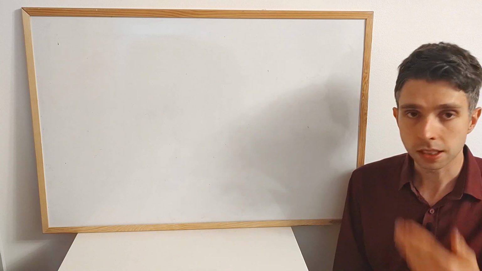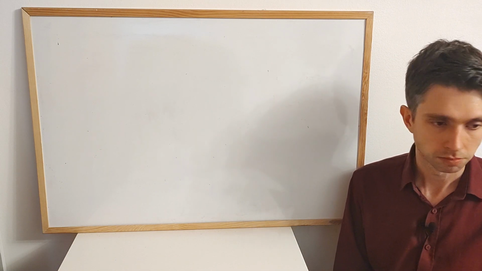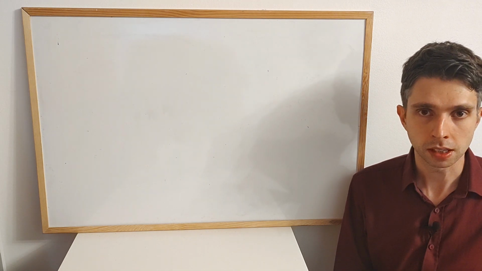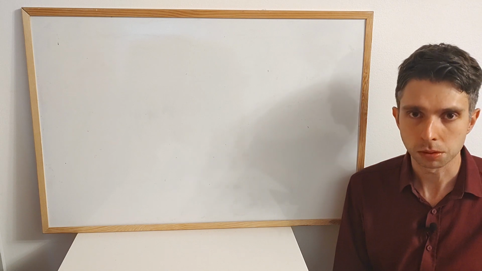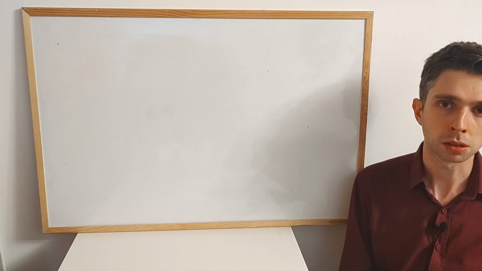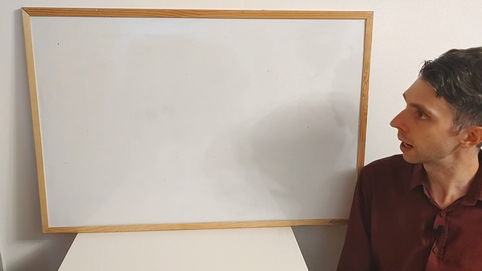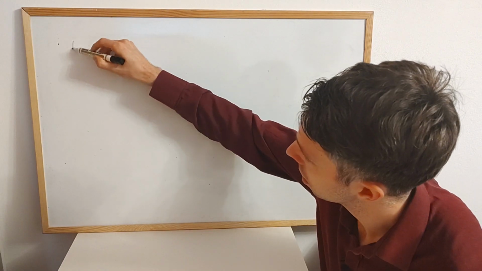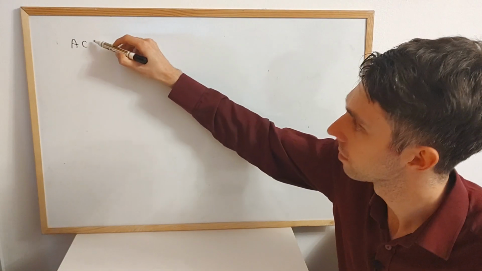So in physics we describe nature, reality, quantitatively, which means we use numbers. So we need another quantity to describe this situation, and this quantity is called acceleration.